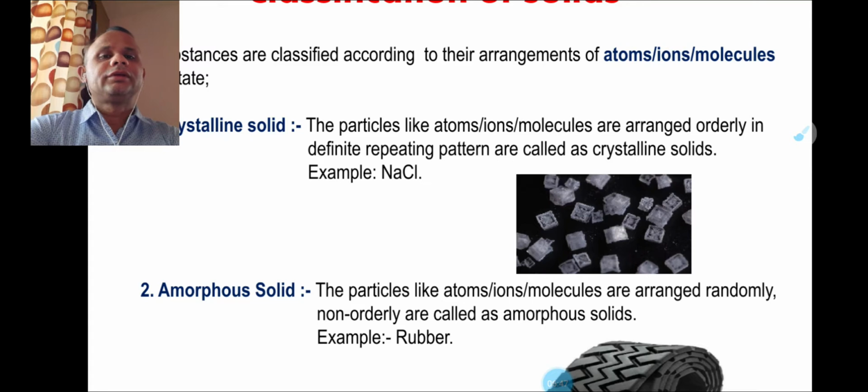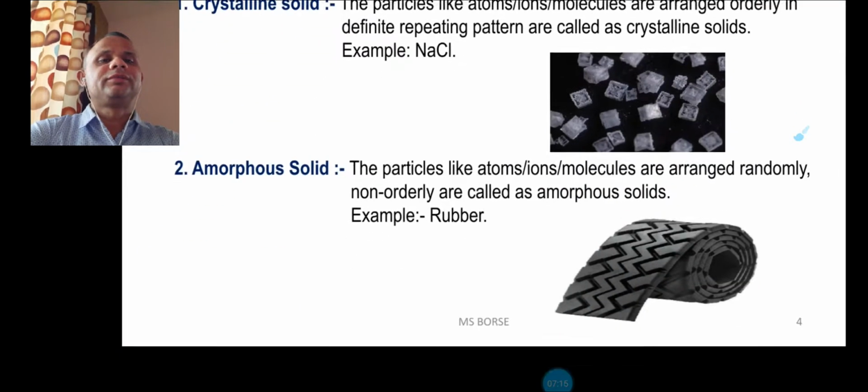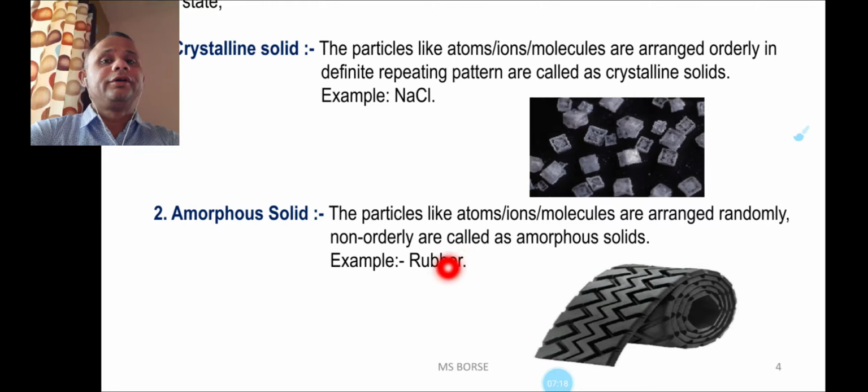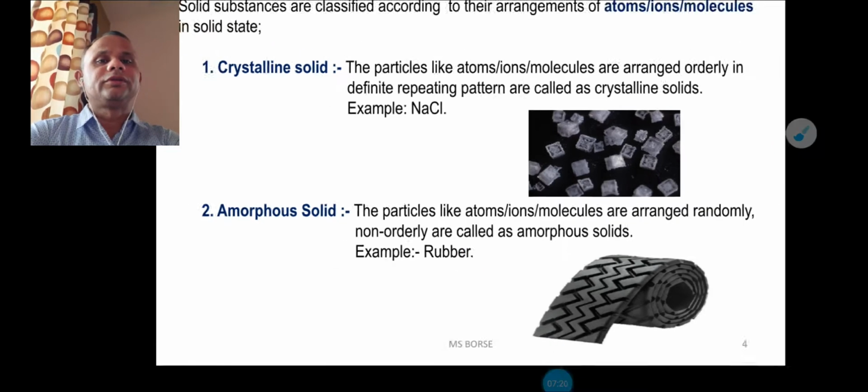The second class of solid is the amorphous solid. In this case, the particles like atoms, ions, molecules are arranged randomly. Non-orderly, non-definite repeating patterns are observed in this solid. That means the association of molecules is random. Whatever solid you get is called an amorphous solid. The best example of an amorphous solid is rubber. So these are the two types of solid.